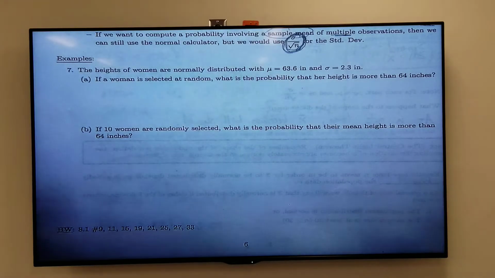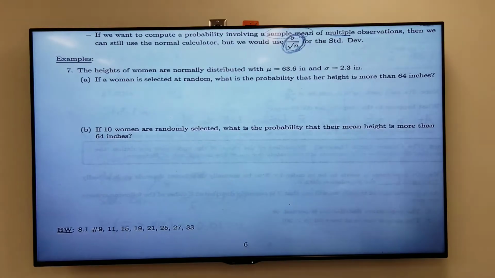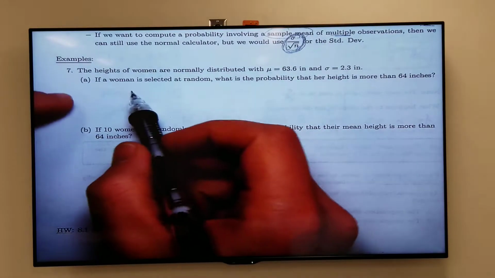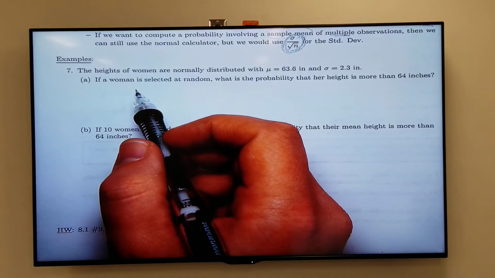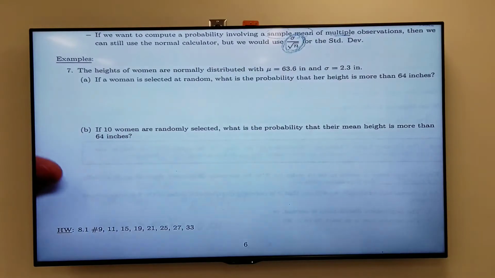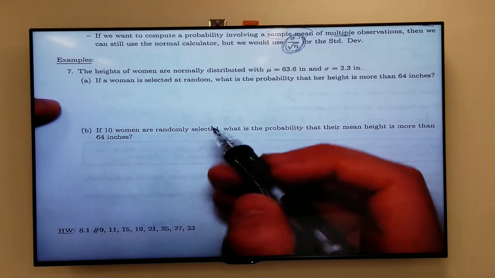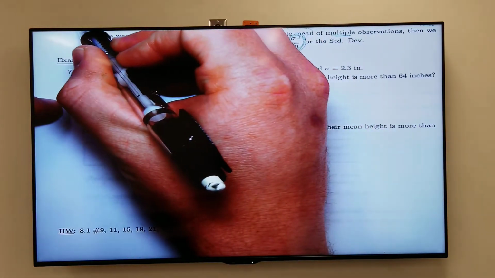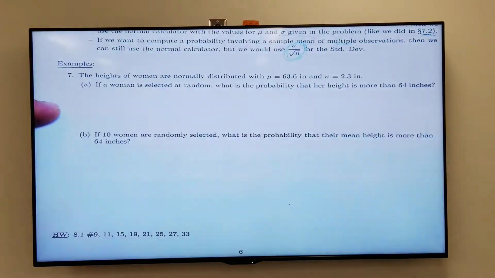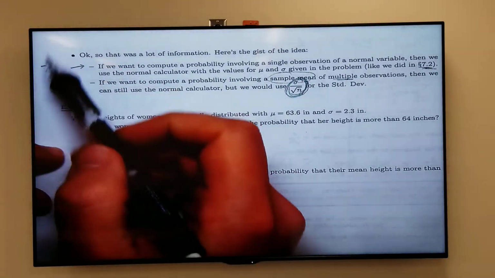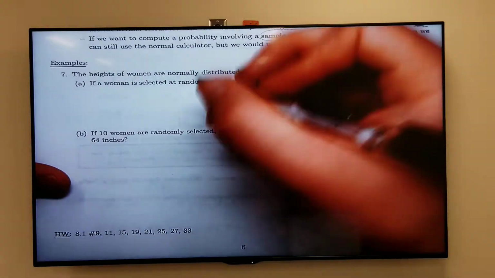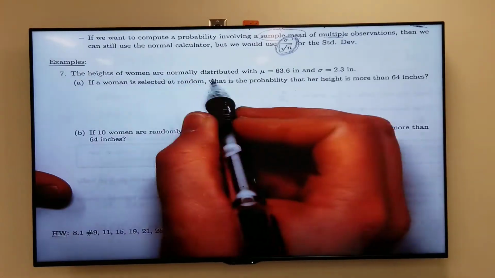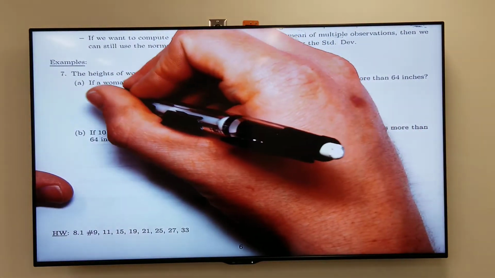So, if a woman is selected at random, we're not talking about a sample of a bunch of women, we're only talking about a single woman. So what that means is we're going to be doing the stuff that we did in 7.2, like the first scenario up here. We know that the heights are normally distributed. That means we can use the normal calculator.